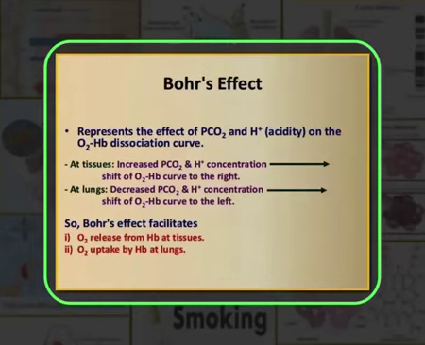The Bohr effect represents the effect of partial pressure of carbon dioxide and hydrogen ion on the oxygen hemoglobin dissociation curve. At tissues, with increased partial pressure of carbon dioxide and hydrogen ion concentration, there is a shift of the oxygen hemoglobin curve to the right, and at lungs, decreased partial pressure of carbon dioxide and hydrogen ion concentration shifts the oxygen hemoglobin curve to the left. So, the Bohr effect facilitates oxygen release from hemoglobin at tissues and oxygen uptake by hemoglobin at lungs.